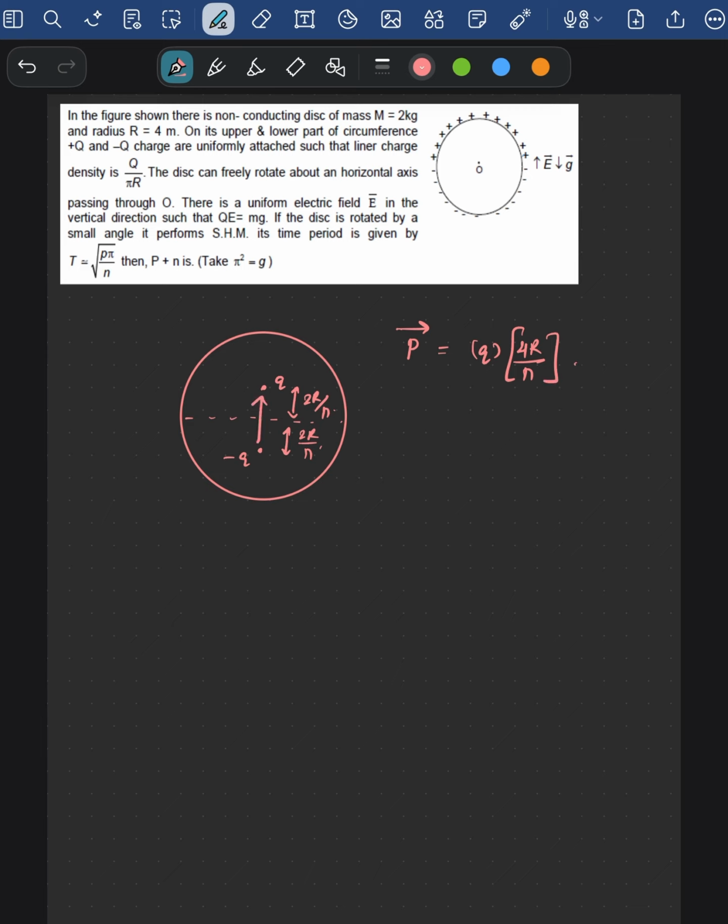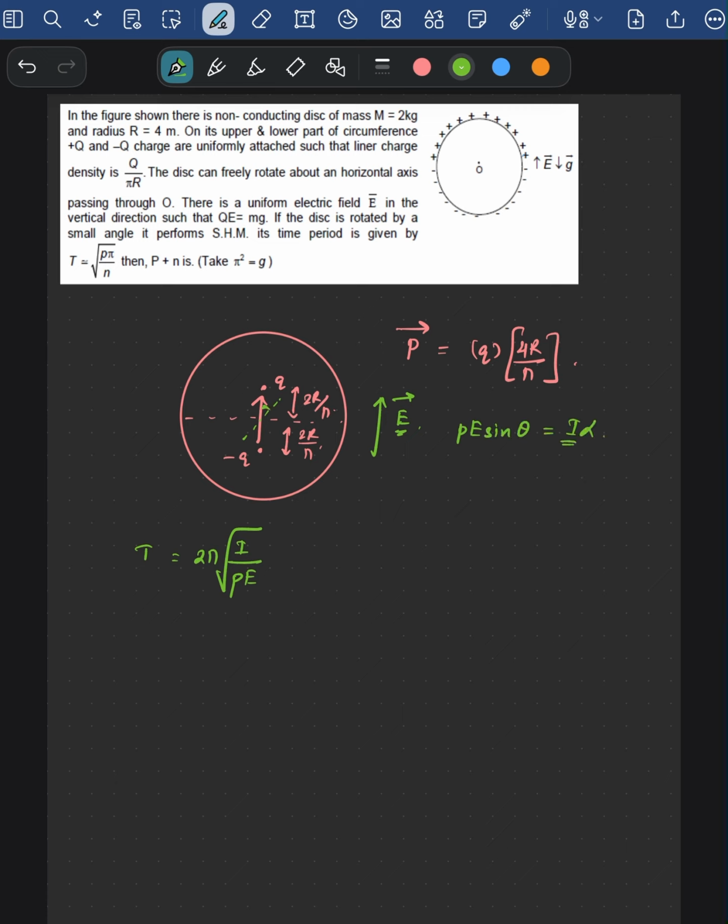If you notice, this dipole is along the direction of the electric field only, so it is right now in stable equilibrium position. When we rotate this dipole by a small angle, we know that it will undergo oscillation about its stable equilibrium position, and the time period for oscillation is given as 2 pi under root of I by pE. So we just need to substitute all the values. When you rotate it by an angle theta, the torque will be equal to pE sine theta, and that will be written as I alpha.